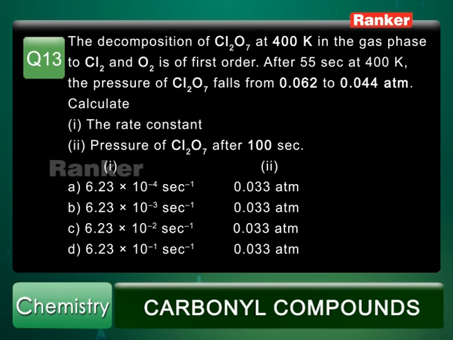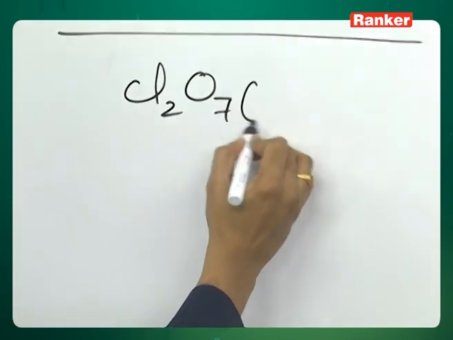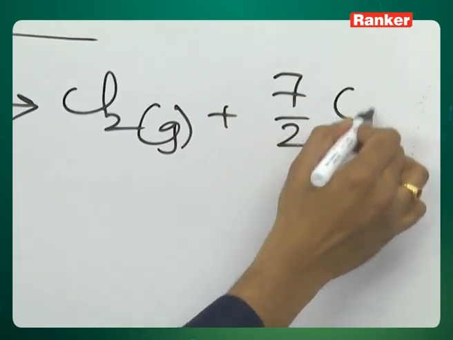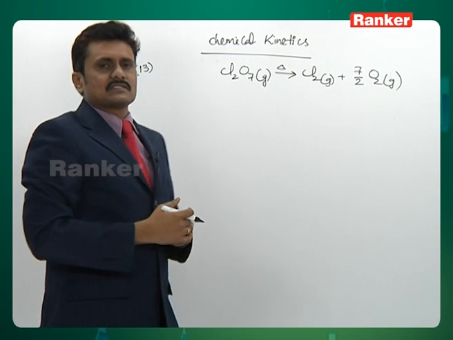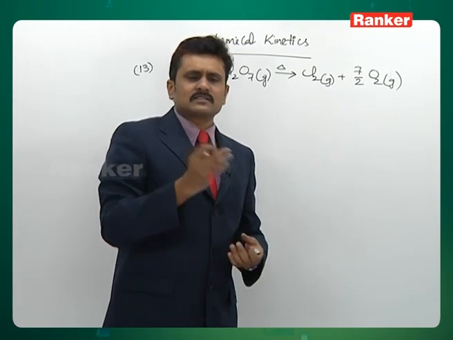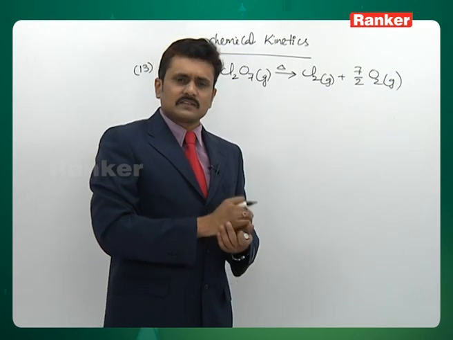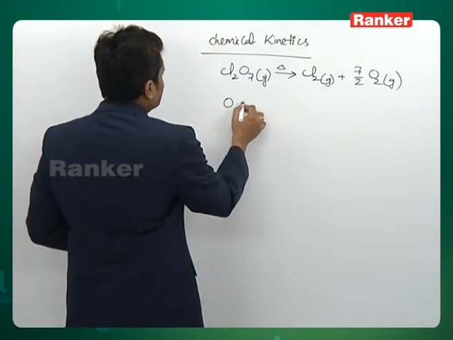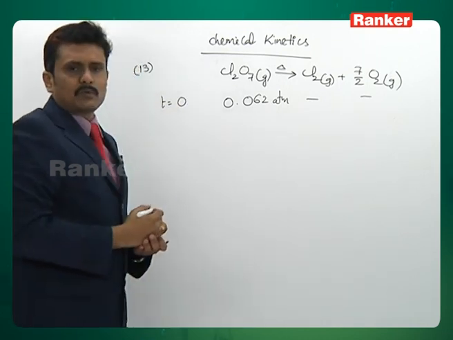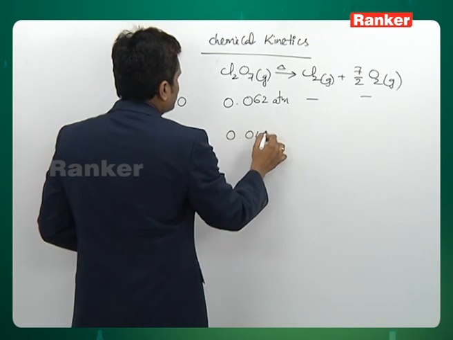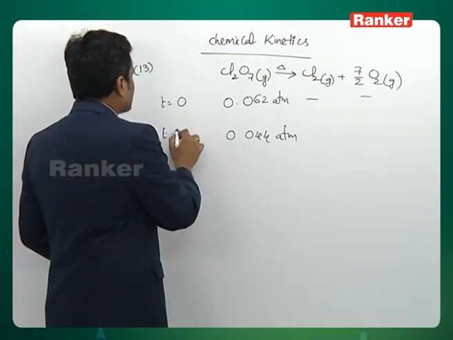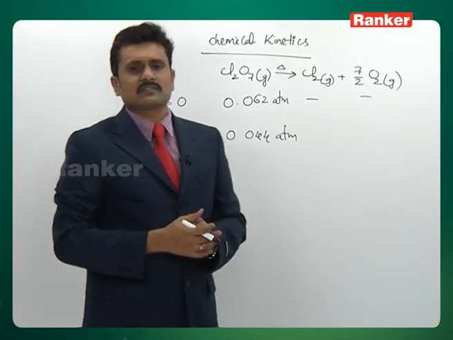This question is based on the kinetics of a gas phase decomposition reaction, wherein Cl2O7 upon thermal decomposition gives rise to Cl2 and O2. Since we are dealing with pressure changes, first of all it is our duty to balance this equation. You can see that after 55 seconds the pressure falls from 0.062 atmosphere to 0.044 atmosphere over a period of time. It is given that it is 55 seconds during which the pressure of Cl2O7 has changed.